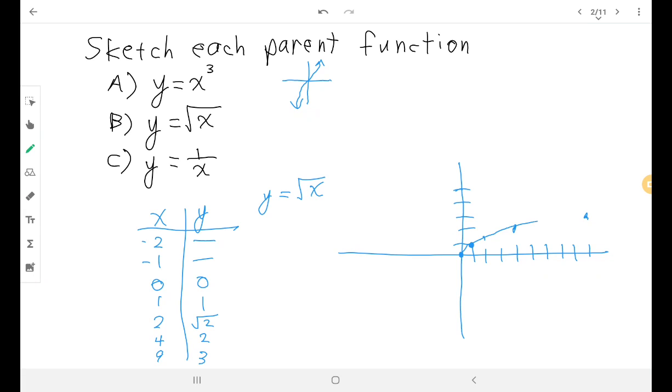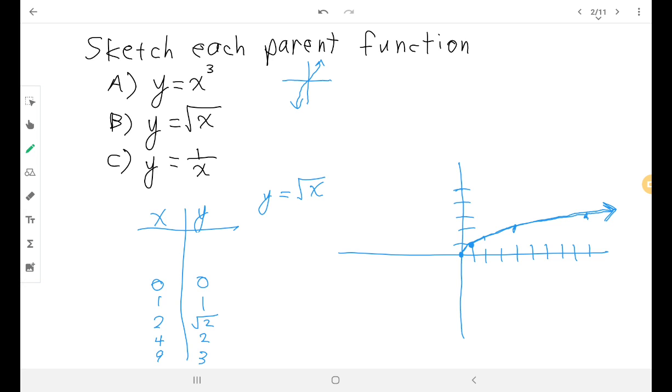So if you connect them with a smooth curve, you'll see that it will keep going up, but very, very slowly. And of course, what happens if I start putting in negative numbers? For example, let's say up here, since I don't need the negatives, if I were to put in, I can't put in negative numbers and get real answers.